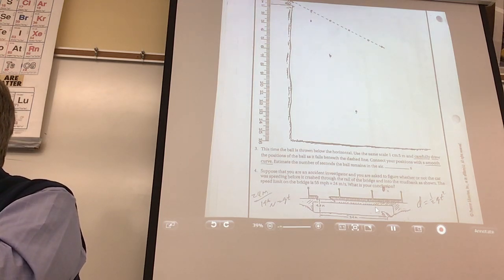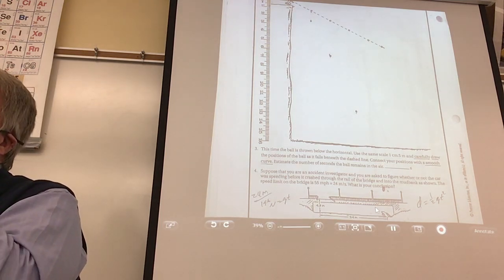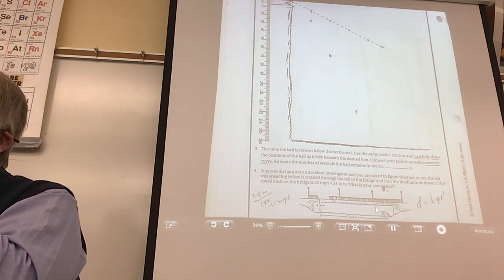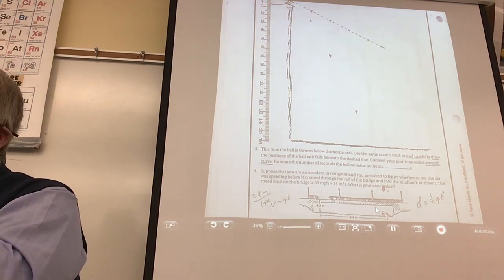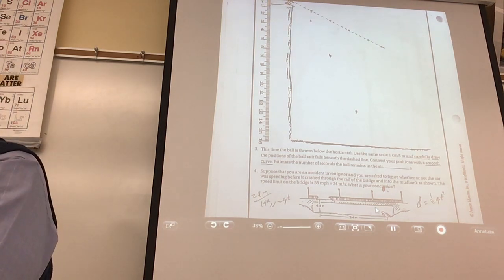That would have slowed him down a little bit, right? But I think what they're trying to figure out is, if that thing was made out of paper, how fast do you think he was going? And then figure out was he speeding or not. So let's try this. What happened here?